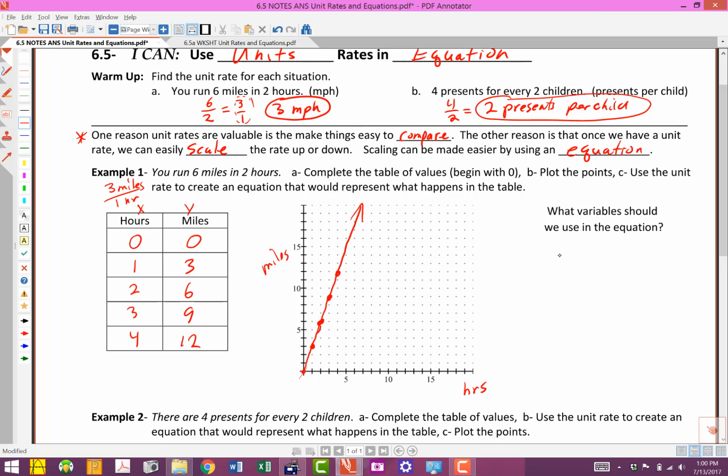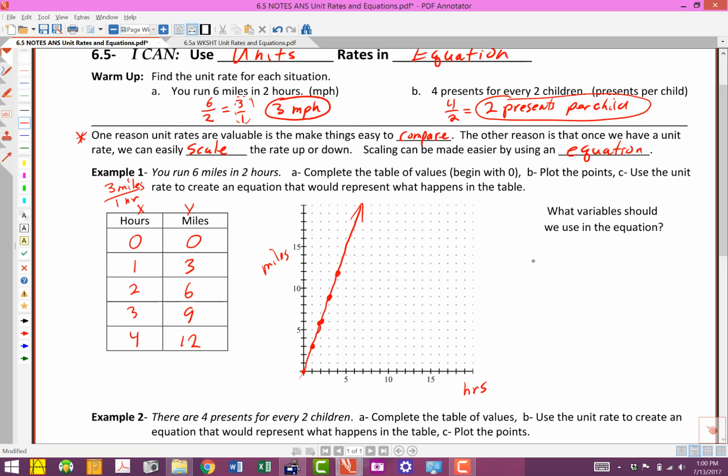It says, what variable should we use in the equation? Well, we could use h and m or x and y. It doesn't really matter. I'm going to stick with x and y, at least for the time being. What usually happens, think about when you go running. You figure out how much time you've got, and the time determines how many miles you've got.